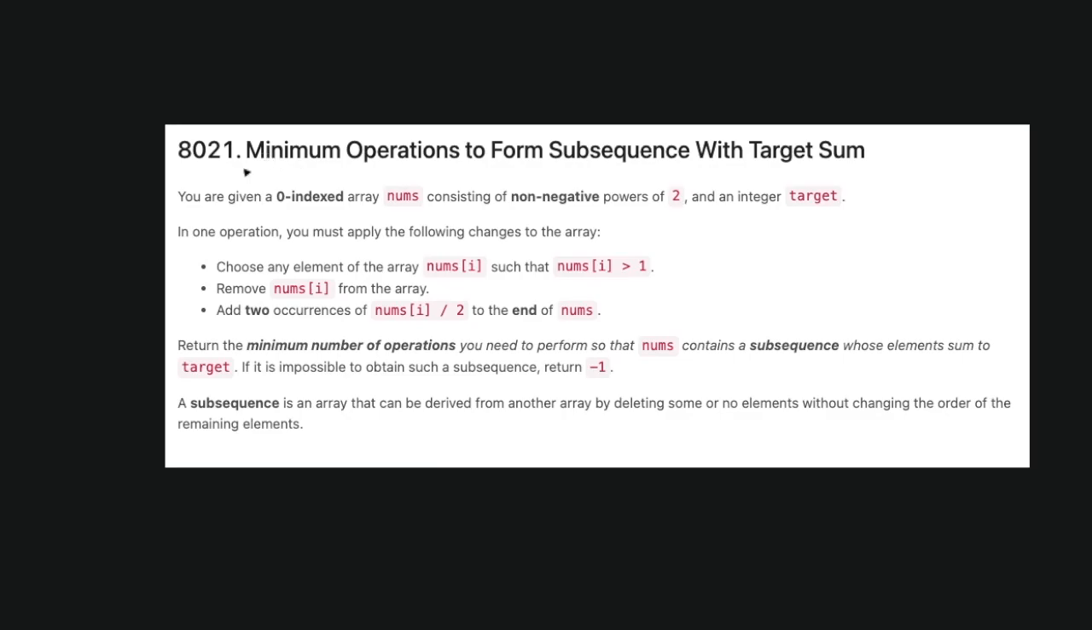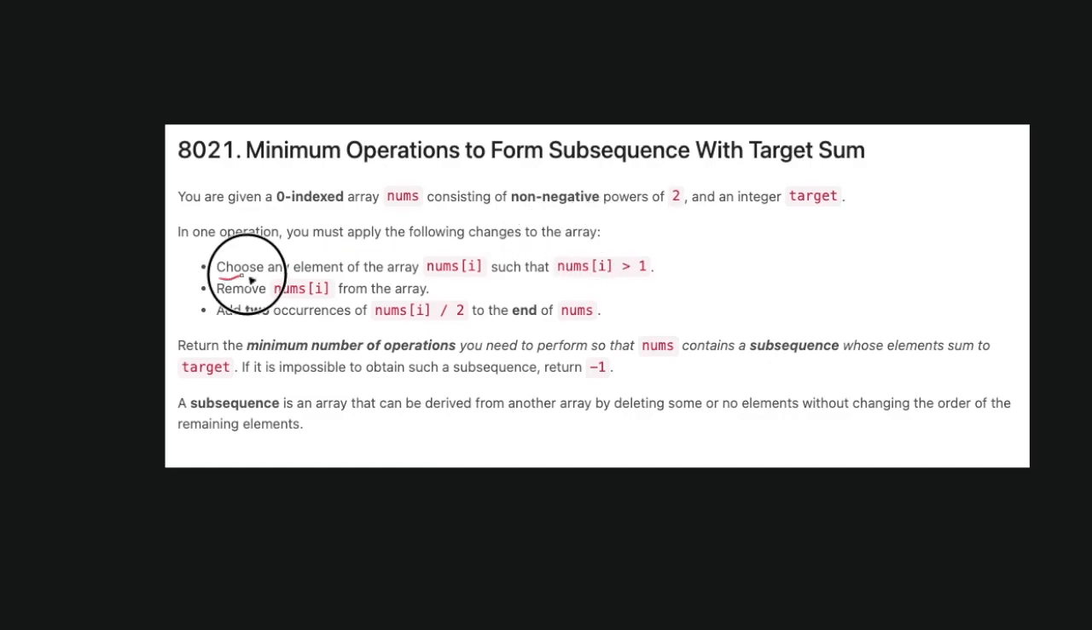Today's problem is called minimum operations to form subsequence with target sum. In this problem, you are given a zero-indexed array nums consisting of non-negative powers of 2 and an integer target. In one operation, you must apply the following change to the array.